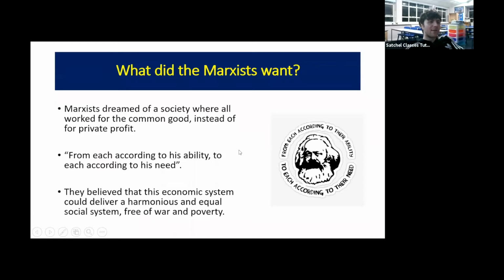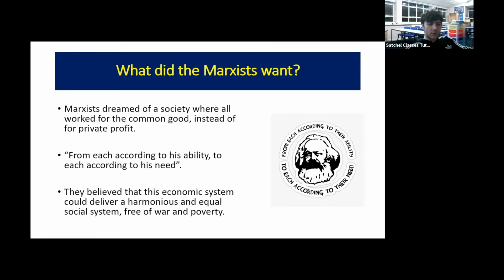Okay, so carrying on with what the Marxists wanted, as we said, they dreamed of this future society where everyone is going to work for the common good. Everyone's going to be equal and work for each other's benefit, not for money, not for private profit. And they summarized that with this quote here: from each according to his ability, to each according to his need.